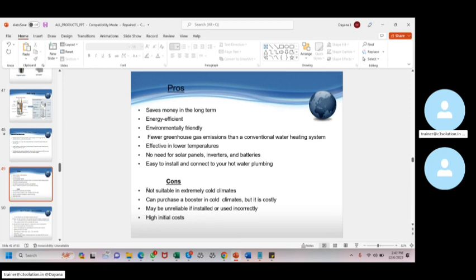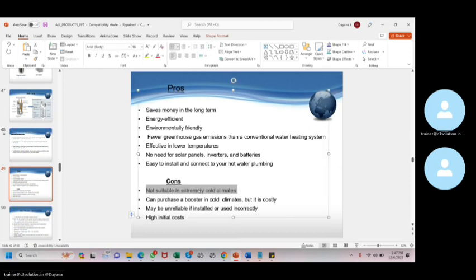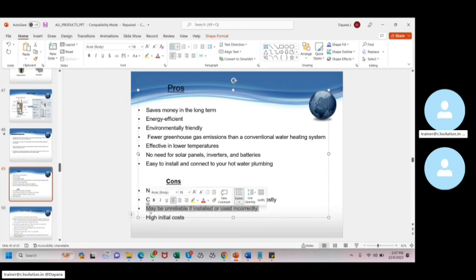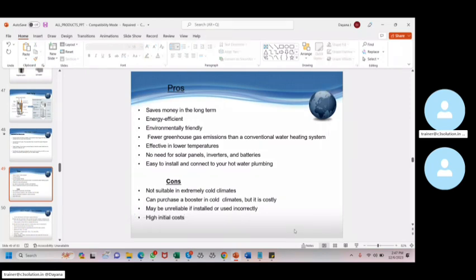You are not supposed to tell the customer this. It is for your understanding. You can purchase a booster in cold climates, but it is costly. It may be unreliable if installed or used incorrectly. This will not happen because we are doing it with efficient and specialized people. High initial cost: if the customer is not coming under the rebate program, it will cost high.